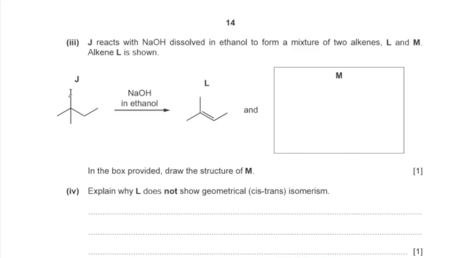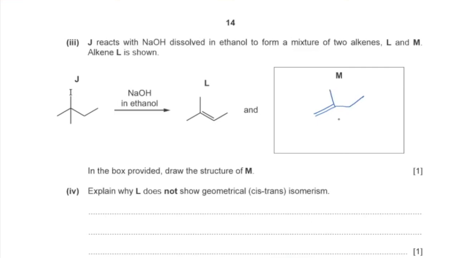Now this iodine atom will be removed, and this leaves the double bond to settle between either the first and the second carbon atom or the second and the third carbon atom. L has got the double bond between second and third carbon atom. Hence, M will have the double bond between first and second carbon atom. So this is the double bond, and we have a methyl group on the second carbon atom and an ethyl group.